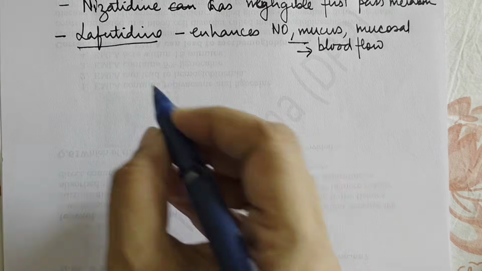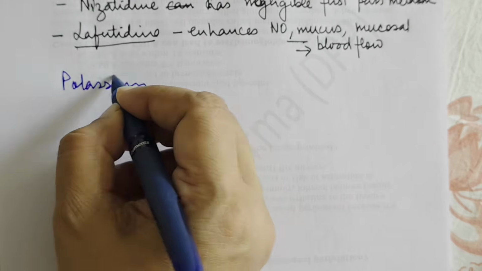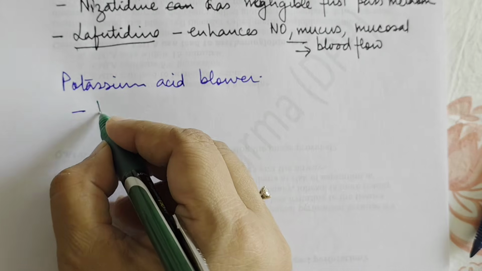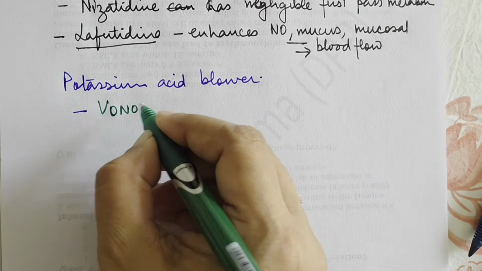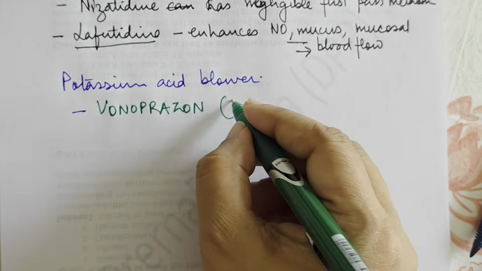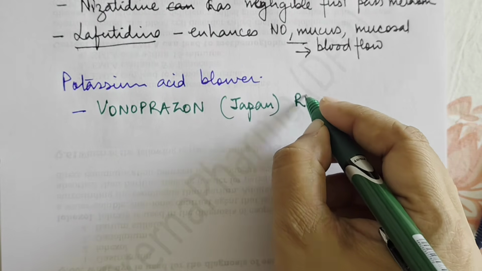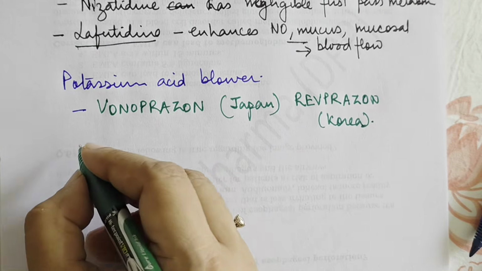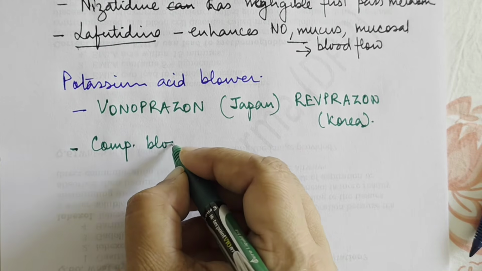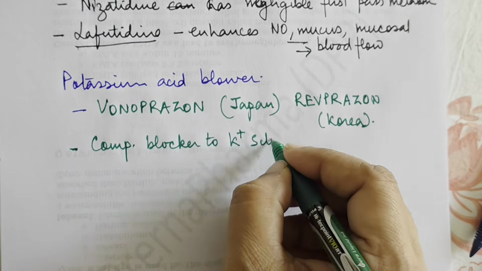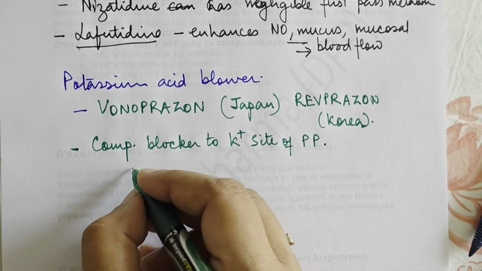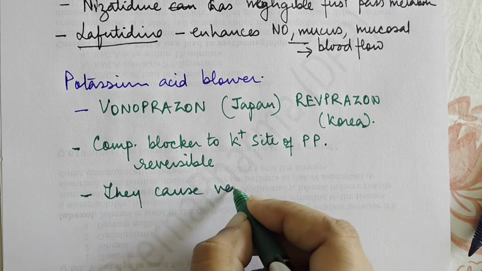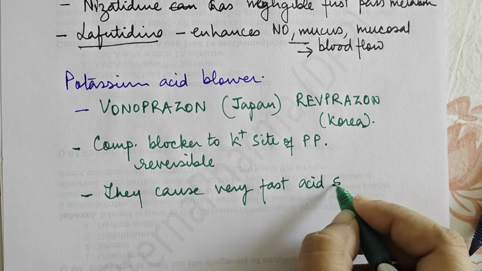Okay, the next category of drugs that we have is potassium acid blockers. In this, the drug which we have is a new drug. Please remember the name. The name is vonoprazan. This is approved in Japan. And there's another drug, revaprazan, which is approved in Korea. Now these drugs are basically competitive blockers at the potassium site of the proton pump, and they do it as a reversible blockade, right? And they cause very fast acid suppression.